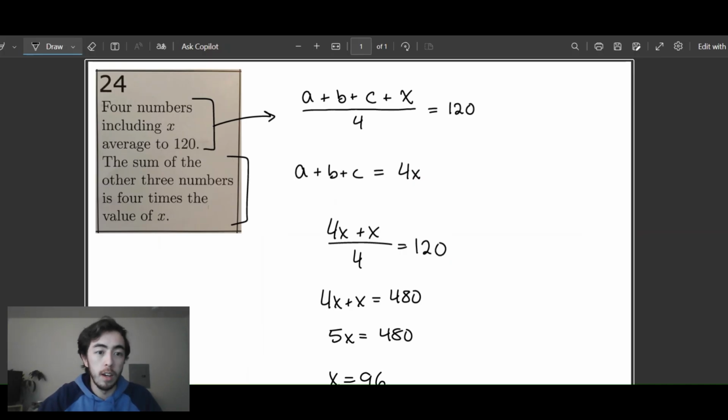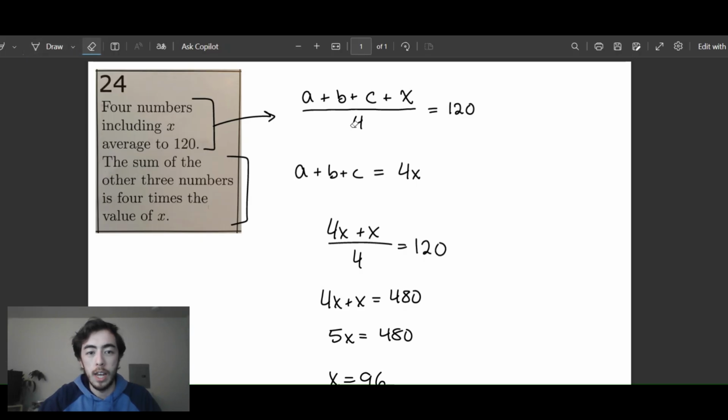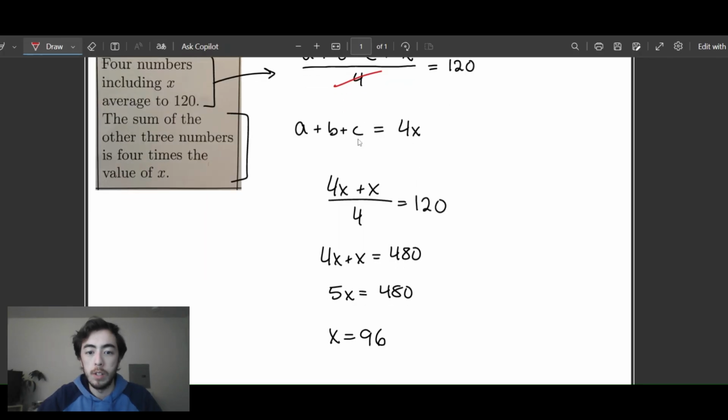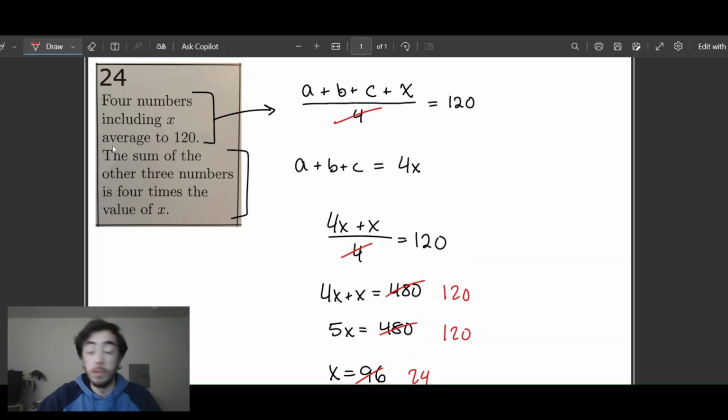What if instead of averaging to 120, we said something like sum to 120? That would knock out this 4. Here, let me do it in a different color. That would get rid of that 4. So this would still be 120. And then, yeah, I guess that would make a 24, right? Because 120 divided by 5 is 24. So that's one potential rewriting or solution to this problem today.